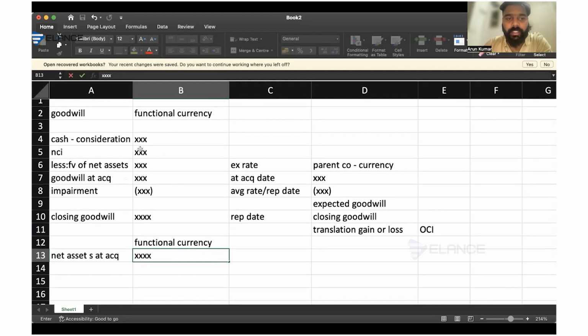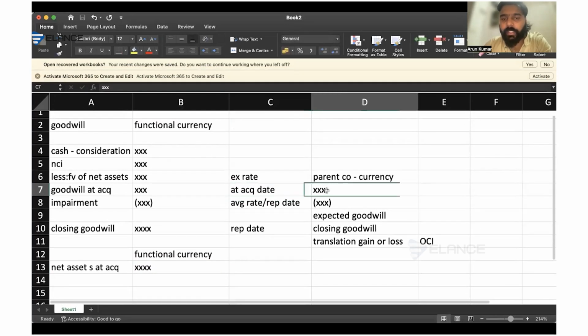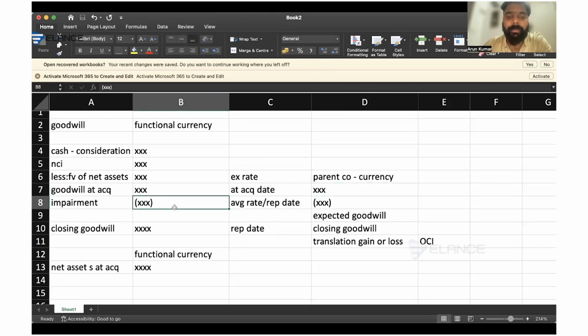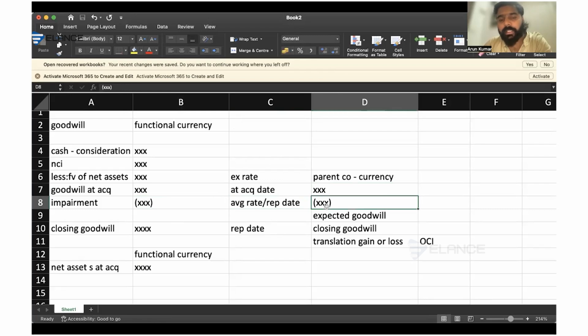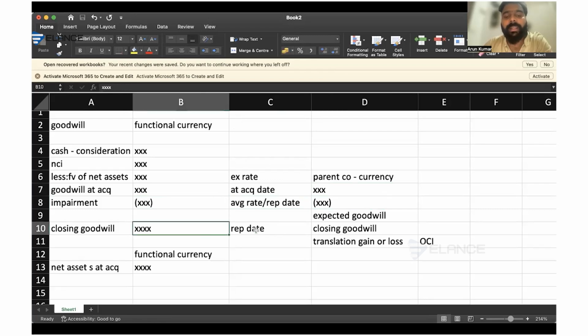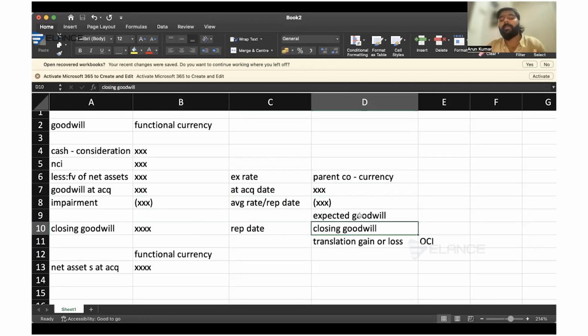So we'll initially calculate the goodwill, and the goodwill will be translated at the acquisition date exchange rate, and you will get the amount in the parent company's currency. Then when the goodwill is getting impaired, we will convert it at the average rate. You will get that closing value, and closing goodwill will be converted at the reporting date exchange rate. Then you will get the closing goodwill. So there will be some difference between the expected goodwill and the closing goodwill that will be accounted under translation gain or loss under other comprehensive income. Is that clear, everyone?